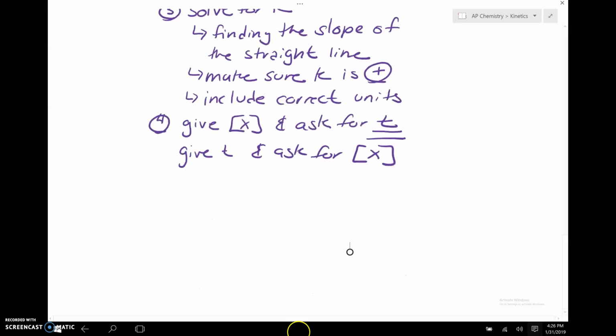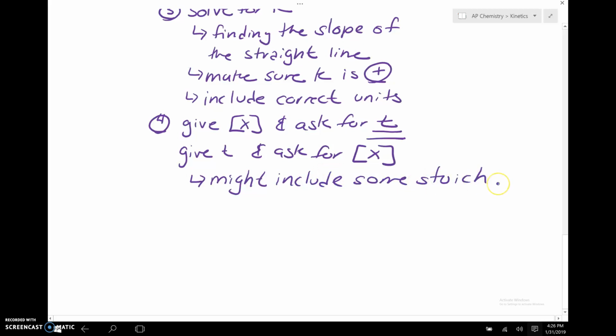You want to just be careful here. We had a problem where they might include stoichiometry. Some stoich, right? They might include some stoich here. So just be ready for that. And again, you could do factor label type stoich, or you could do BCA type stoich, whatever is useful to you.